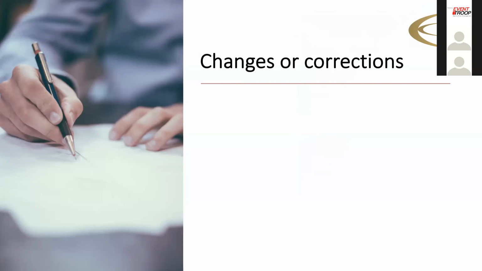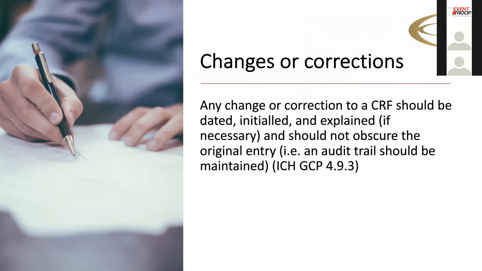Now, very, very important, ICH also tells us if you're going to make any changes to any data, you should follow a specific format. What it says here as an example is any change or correction to a case report form should be dated, initialed, and explained if necessary, and should not obscure the original entry. That is, we should be able to see an audit trail.